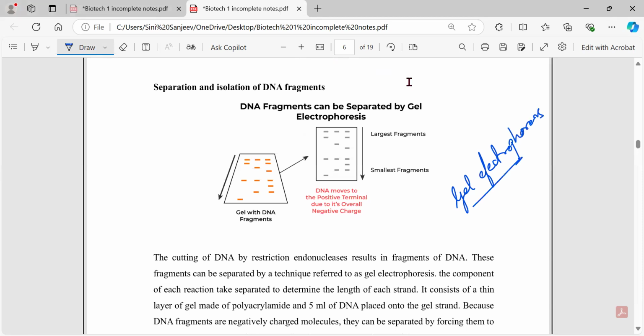Electrophoresis, right? So usually the DNA has what? Negative.